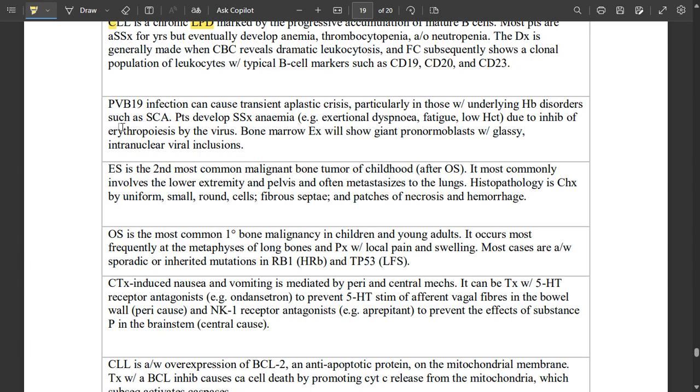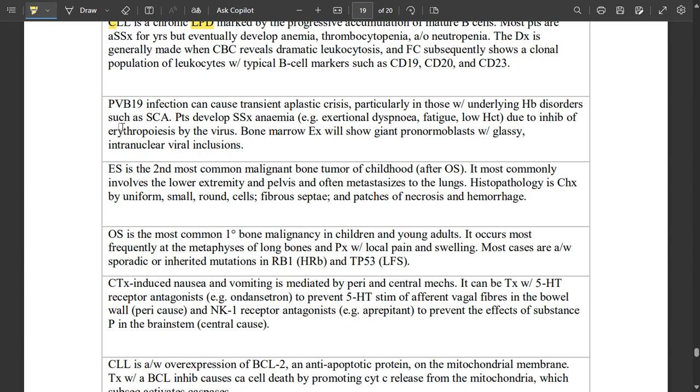So parvovirus B19 inhibits erythropoiesis. It goes into the bone marrow, targets the premature erythrocytic cells, and decreases erythropoiesis. Bone marrow examination will show giant pronormoblasts with glassy intranuclear viral inclusions. So inside the nucleus of those pronormoblasts, there are intranuclear viral inclusions.